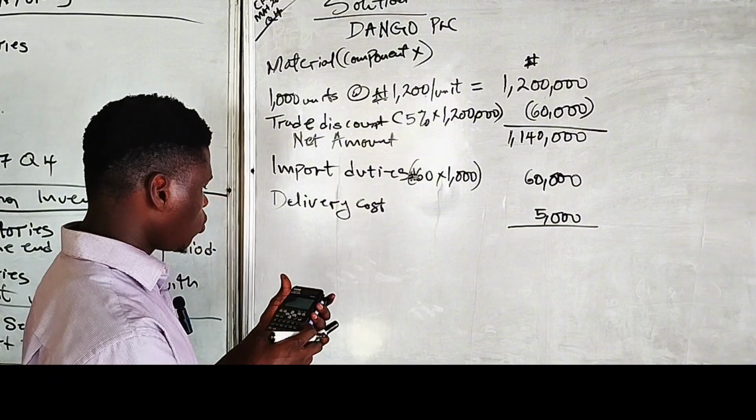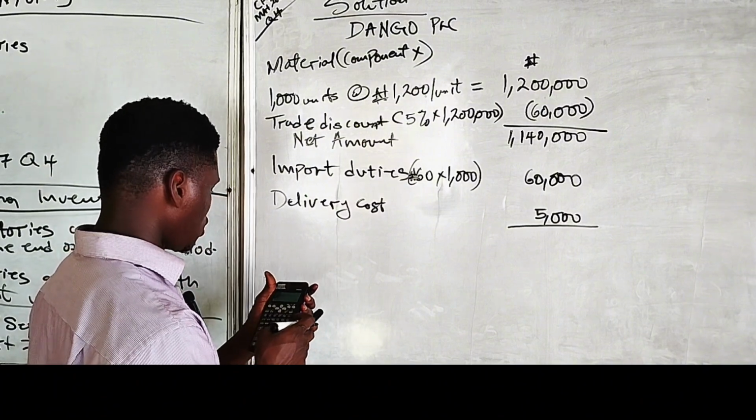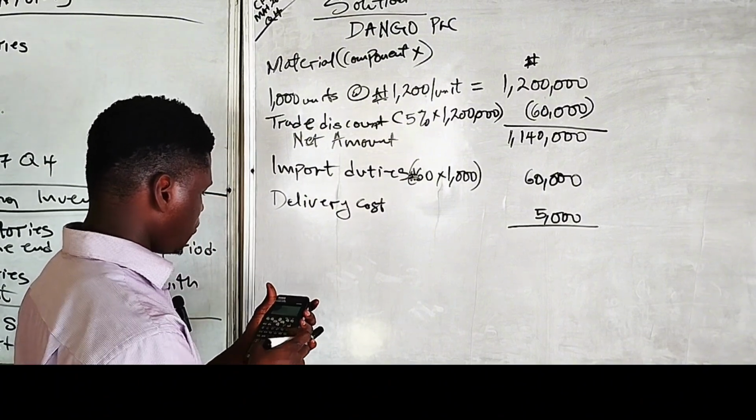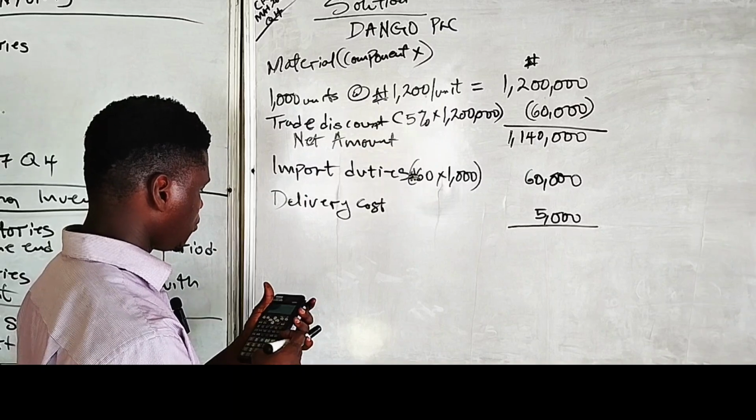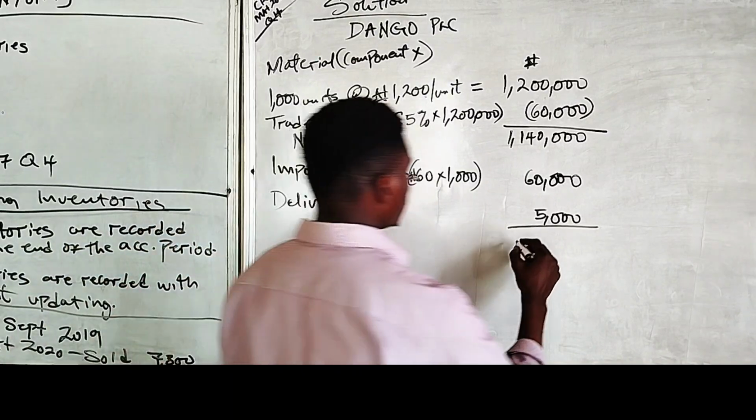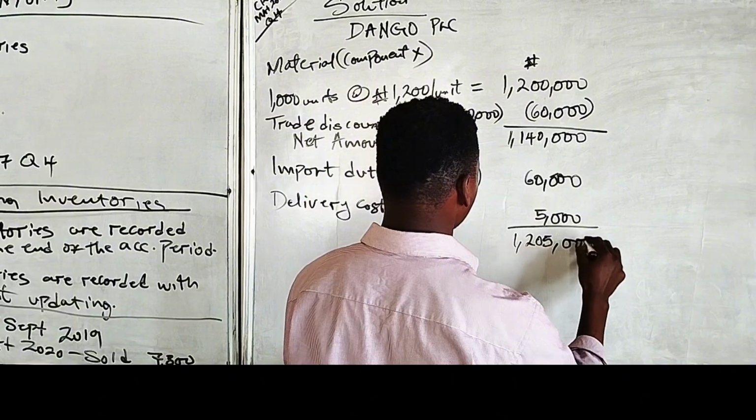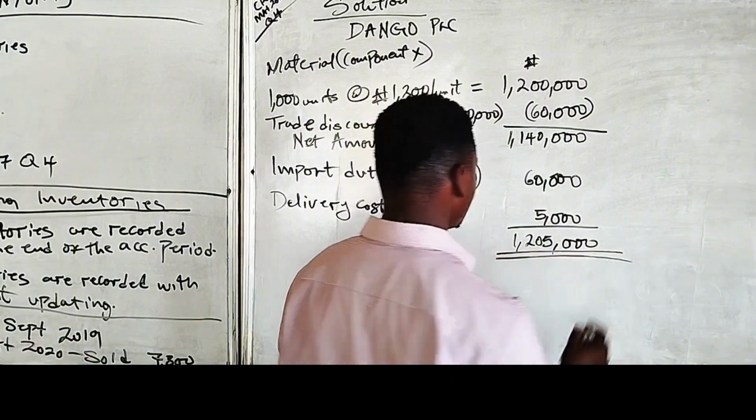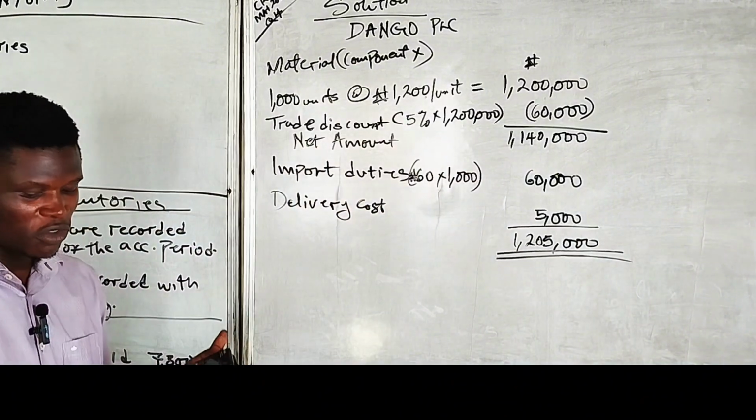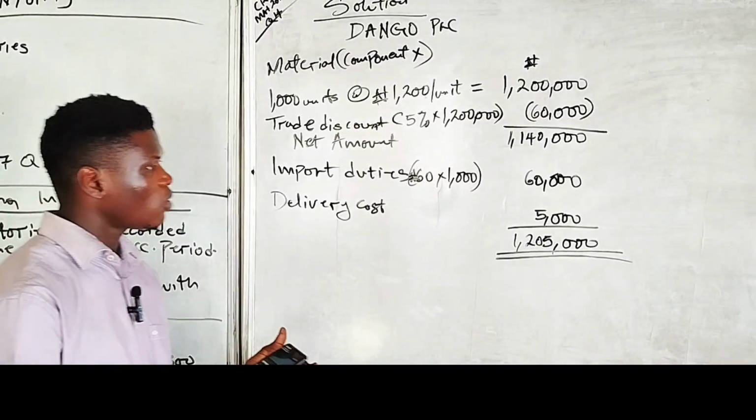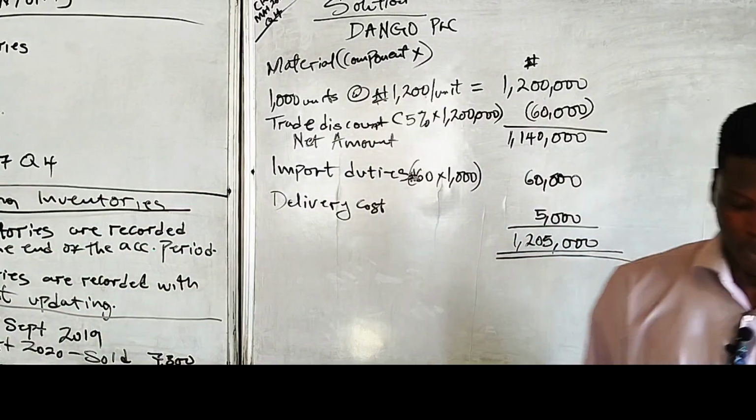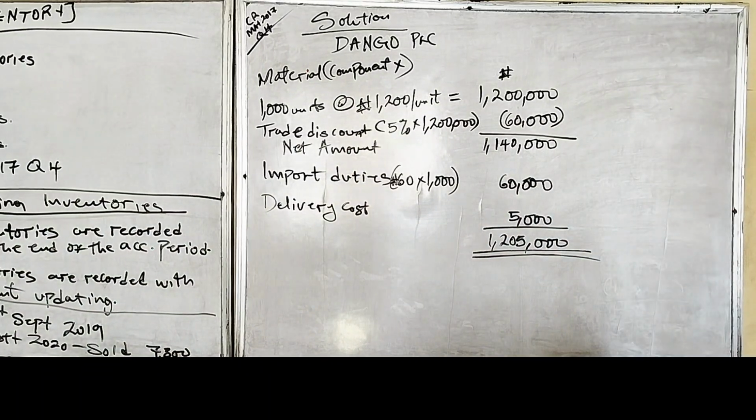So this 1,140,000 plus 60,000 plus 5,000 will give us 1,205,000. So this becomes the cost of the inventory according to IAS 2.